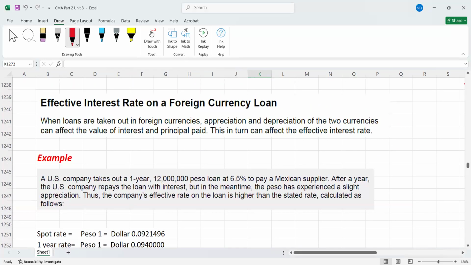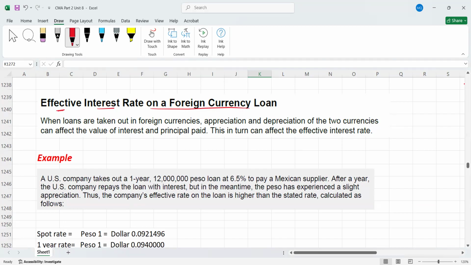Here we go. Effective interest rate on a foreign currency loan. How would you calculate effective interest rate? I can explain with the help of an example. When we take a loan, for example, if today I'm taking a loan in foreign currency, obviously maybe I will convert that currency into my local currency, and today's exchange rate could be different. Maybe this loan I'm going to settle after 1 year or 2 years, whatever the period is. Generally, let's say 1 year, for example.